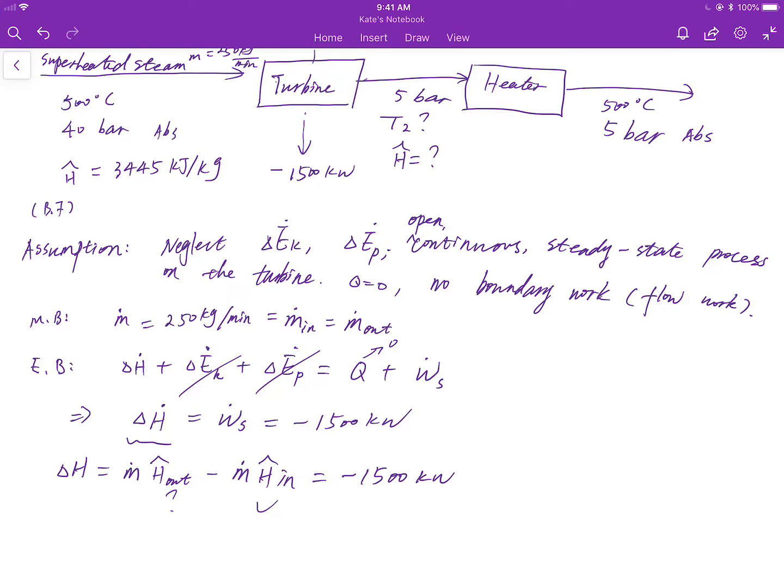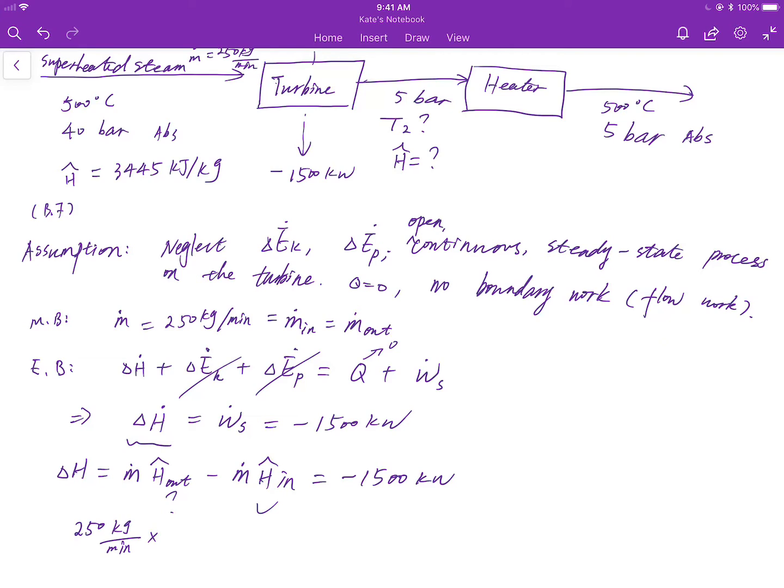Now we can substitute the numbers in the equation, given that the mass flow rate is 250 gram per minute. There is an issue, it is given in kilogram per minute. We have to convert that to seconds to get kilowatt, because the watt is joule per second. So 1 minute is 60 seconds, and we already found the specific enthalpy at the inlet stream is 3445 kilojoule per kilogram. Make sure they're the same units so they can cancel out.